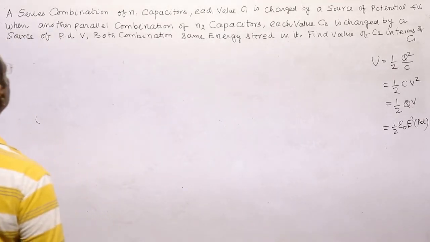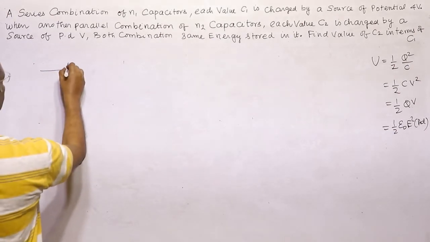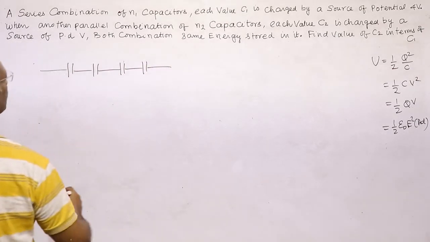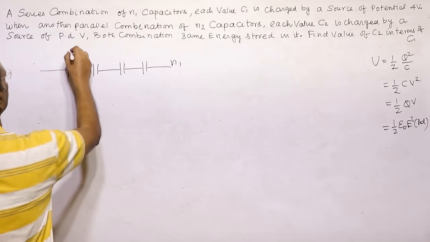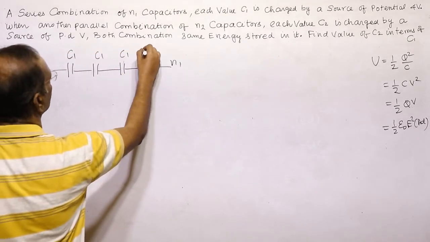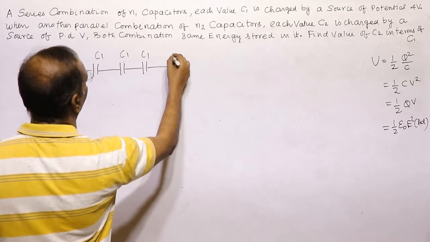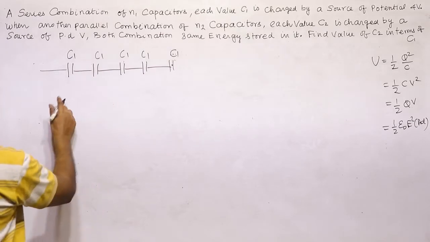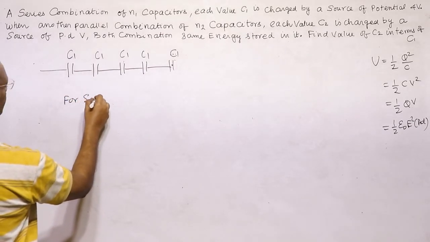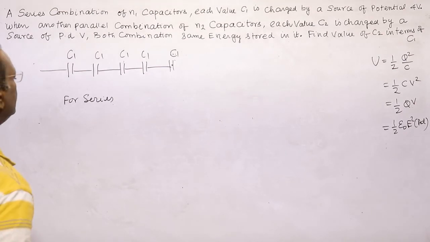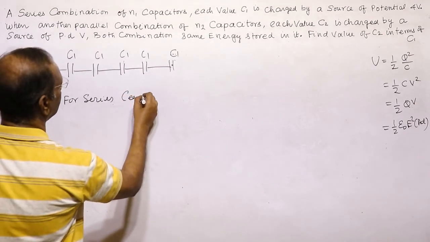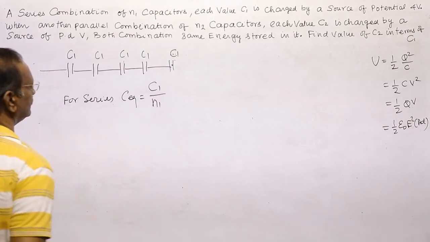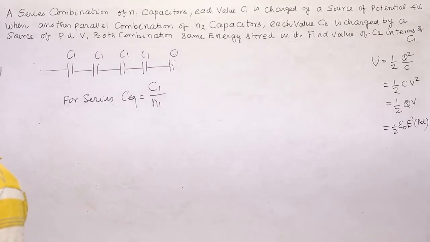Now, a series combination. First of all, let us take a series combination of N1 number of capacitors, each having C1, C1, C1, up to N1 capacitors. For the series combination, what is C equivalent? C equivalent is equal to any one of the capacitors divided by the number of capacitors. C equivalent is equal to C1 by N1.